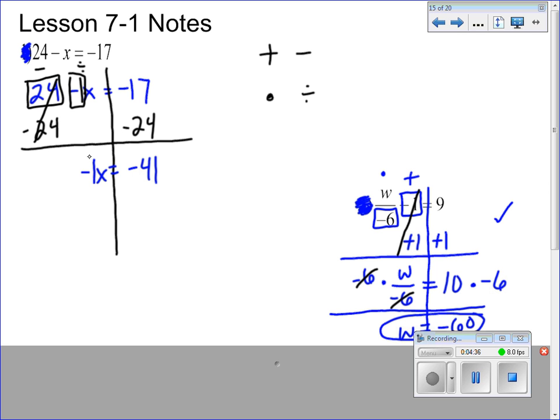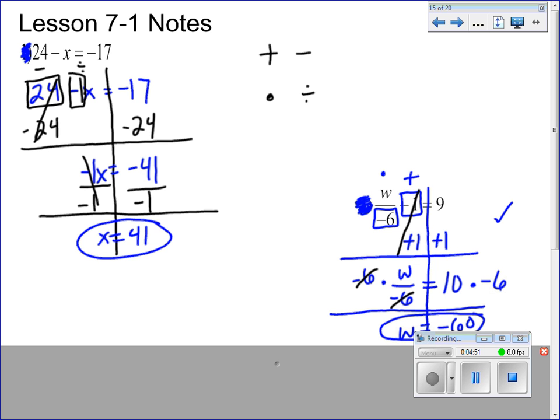And then now we need to get rid of this negative 1. The way we do that is we had a game plan to divide both sides by negative 1. They cancel. You're left with x equals 41. Okay, let's try another problem.